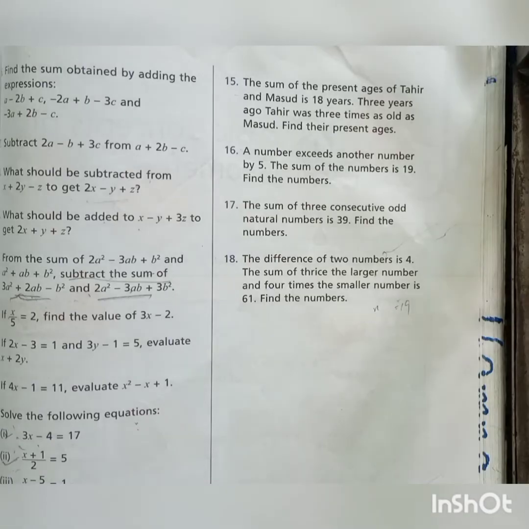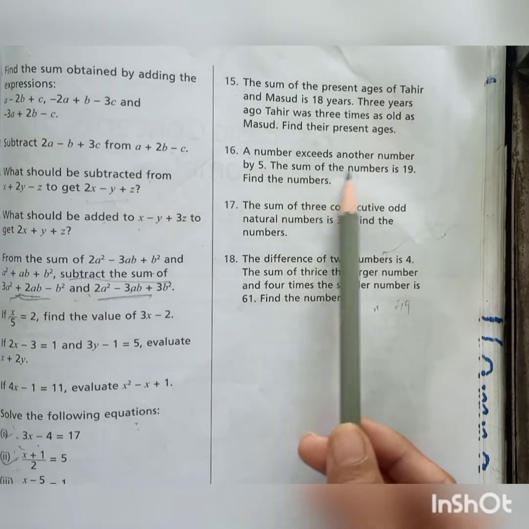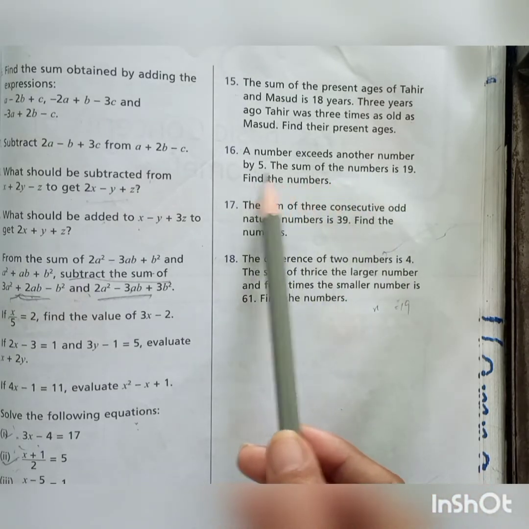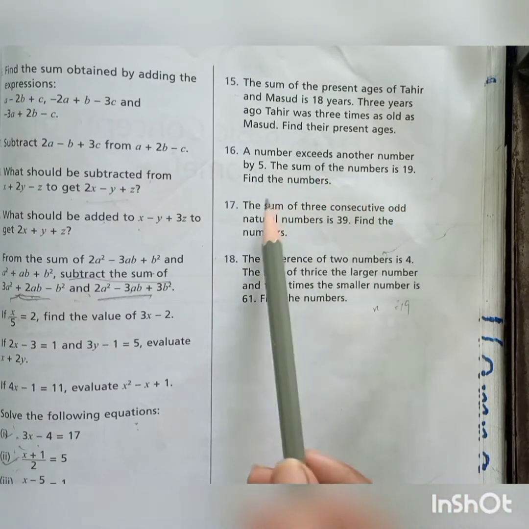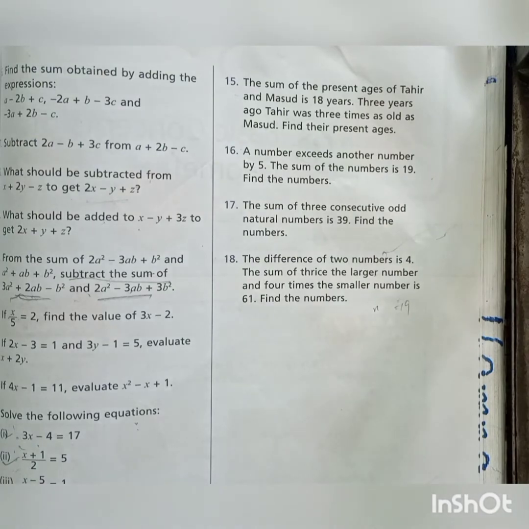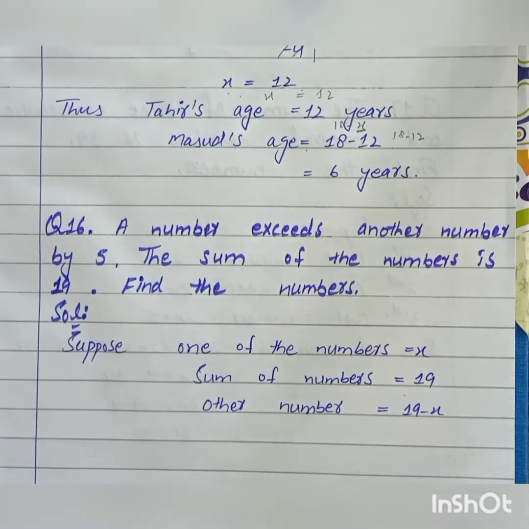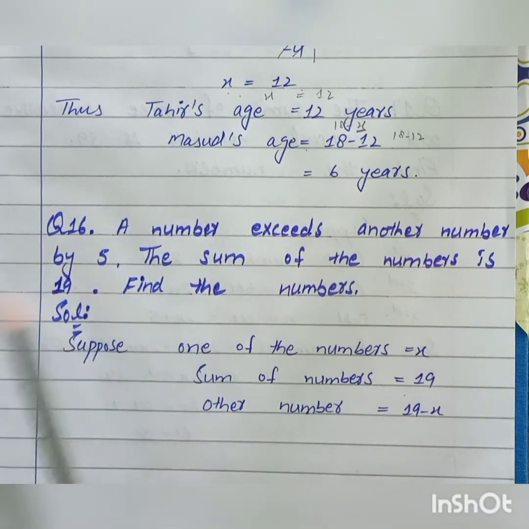So the next question is question number 16. A number exceeds another number by 5. The sum of the numbers is 19. Find the numbers. So let's start the solution of question number 16. A number exceeds another number by 5. So suppose one of the numbers is x, and the sum of the numbers is 19, and the other number is equal to 19 minus x.